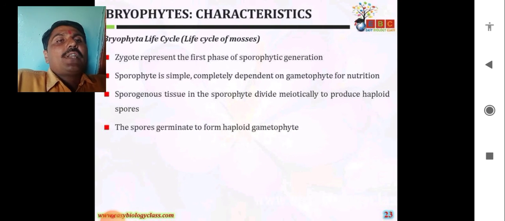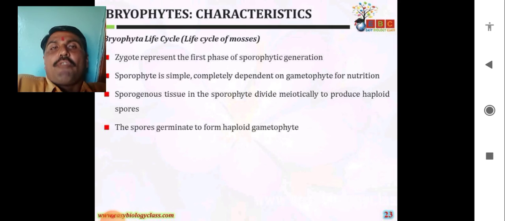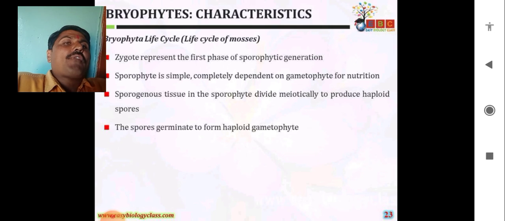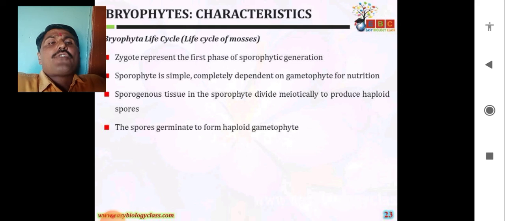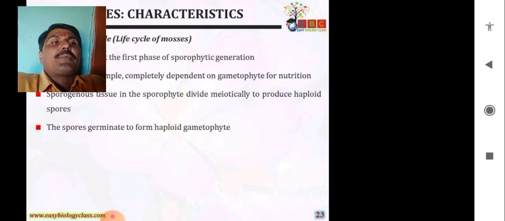Well, zygote represents the first phase of sporophytic generation, and the sporophyte is completely dependent on the gametophyte for nutrition. Sporogenous tissue in the sporophyte divides to produce haploid spores. Thus, the spores germinate to form a haploid gametophyte.